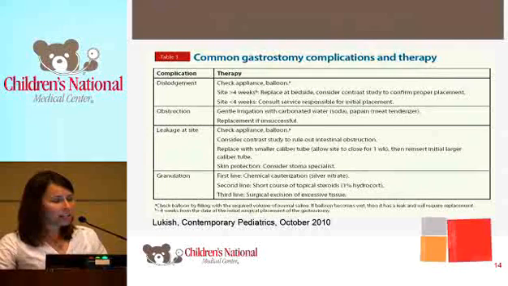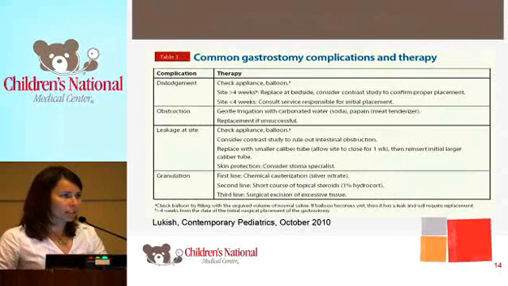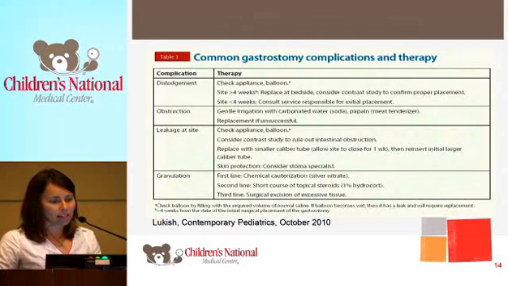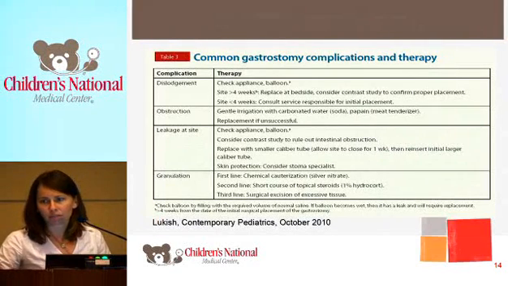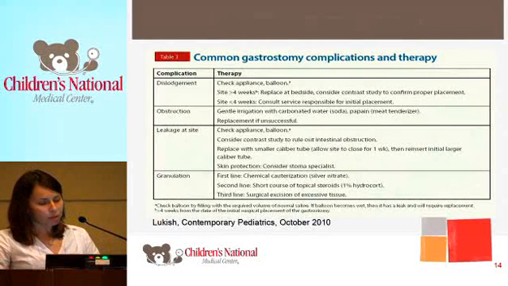If there's leakage, I want to spend a little bit more time on the leakage and the granulation because I really think that's what you're going to see in your practice. If a child comes in and it's leaking, the first thing you want to do is look at the quality of what's coming out of it, which we'll get into in a minute.